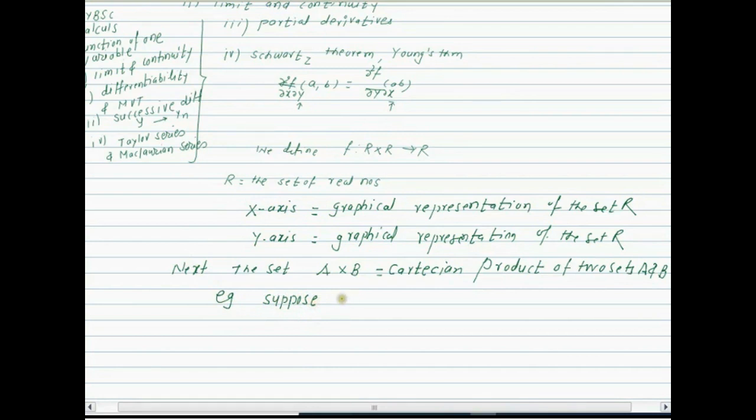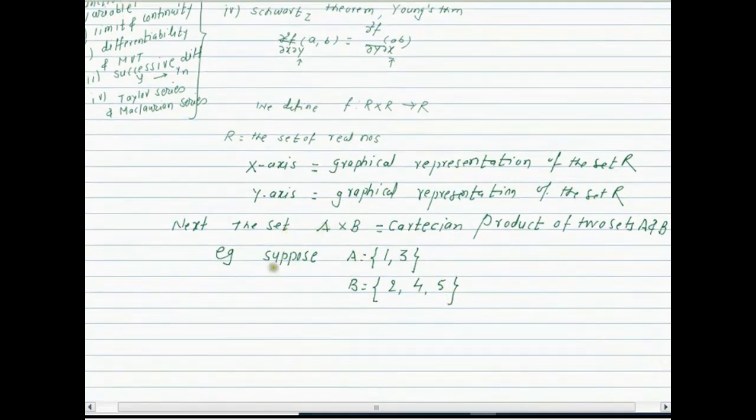A is the set 1, 3, only two elements, and B is another set with three elements: 2, 4, 5, or you can select the letters x, y, z or a, b, c. Then what is the set A cross B?